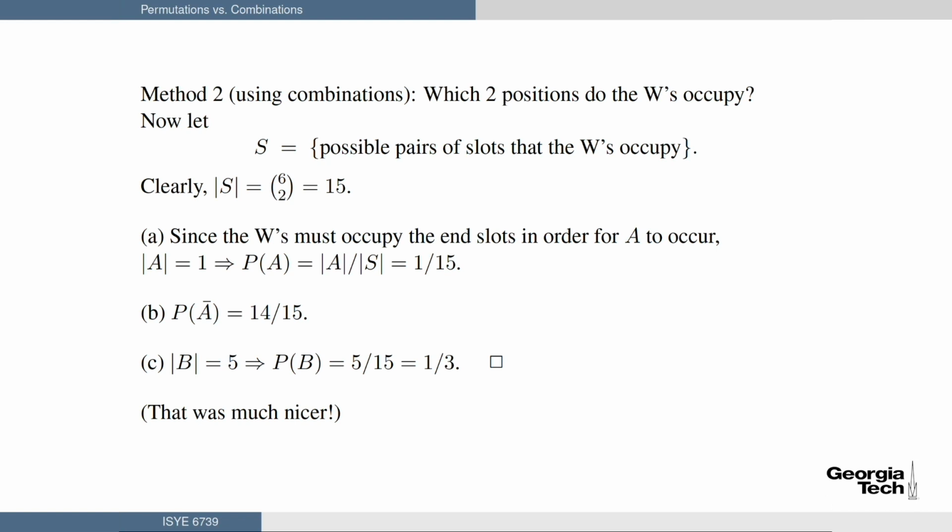That was way nicer. So we see that sometimes it's easier to play around with combinations. Sometimes it's going to turn out to be easier to play with permutations. But either way, it's an interesting comparison.